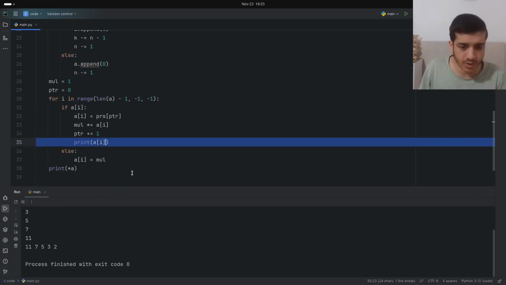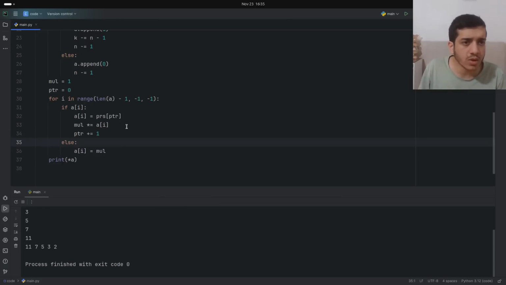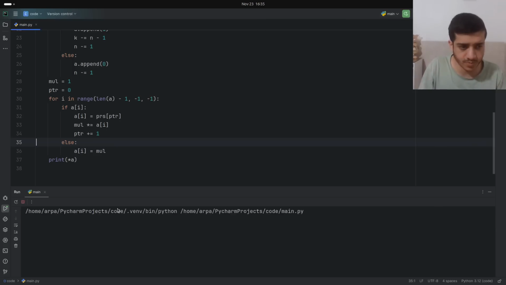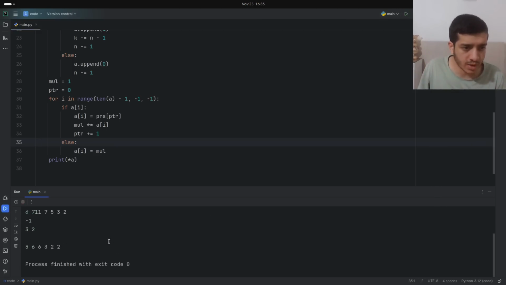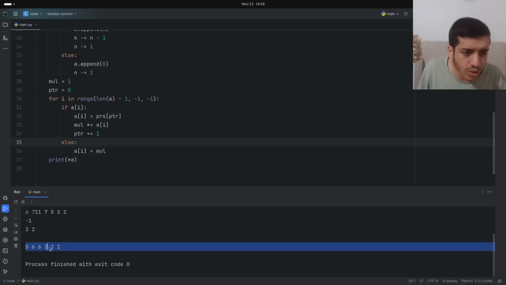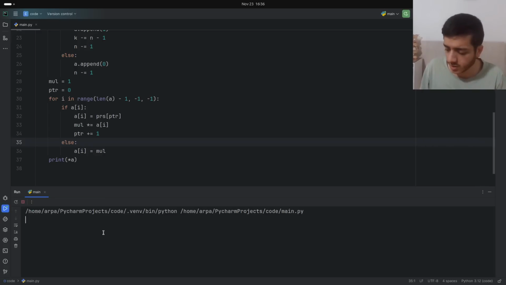Okay, that works very well. That works, and also this works. Let me try with something bigger.